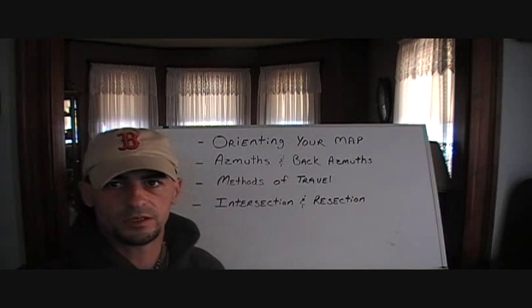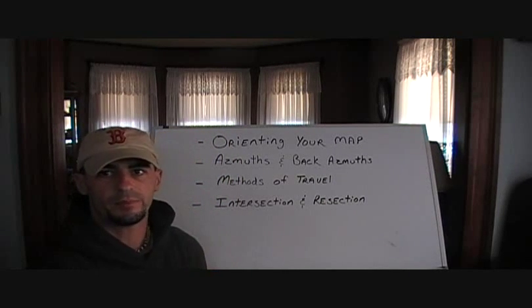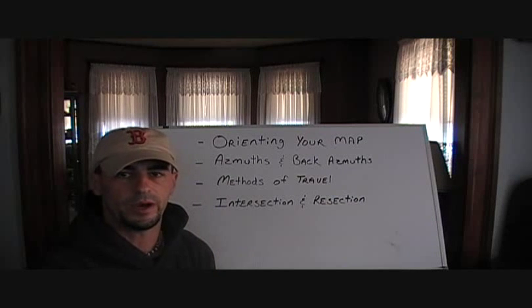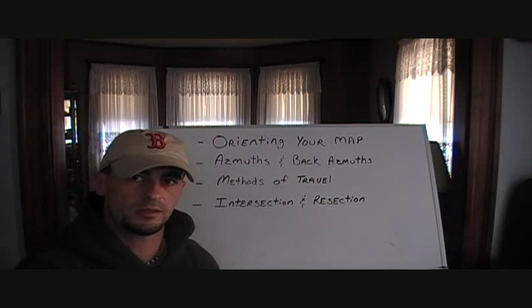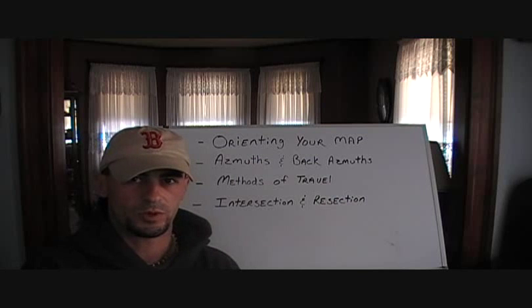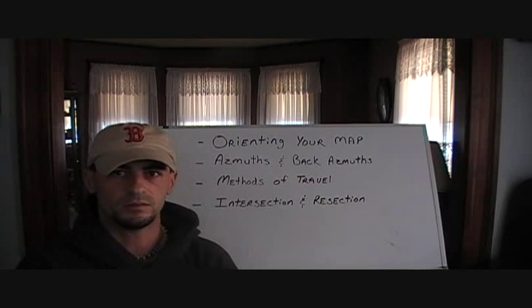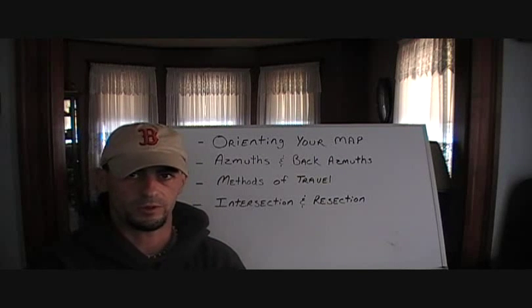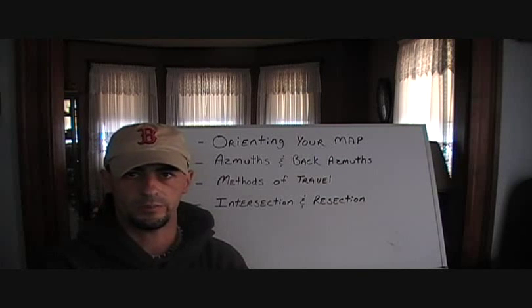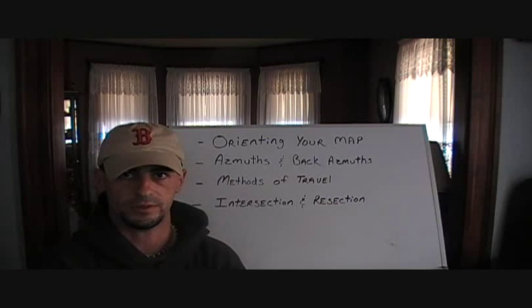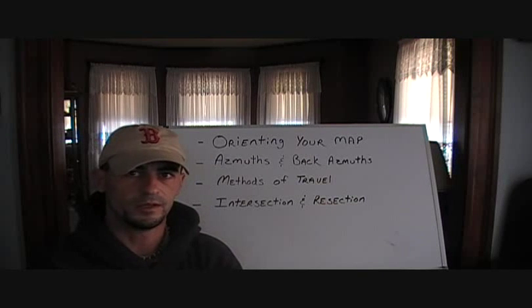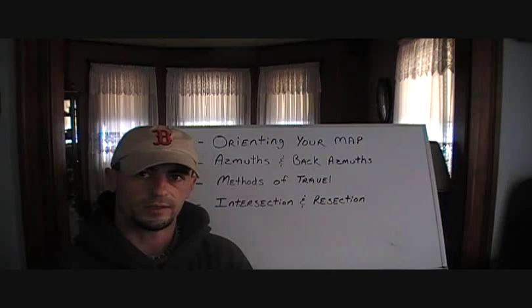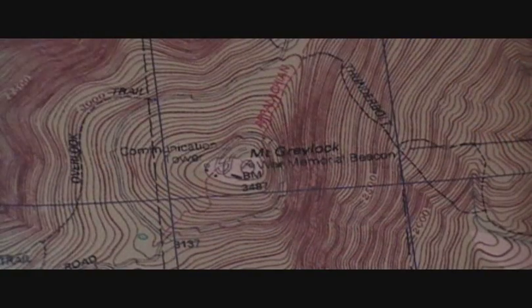Some of the things we're going to touch on: orienting your map, azimuths and back azimuths, methods of travel, and then intersection and resection. This is probably going to be broken down into 2 or 3 segments anyway, so it'll be like 4A, B, and maybe C if that's what it takes. I only get 10 minutes to do these, so stay with me. We're going to be back in a second. I want to get at it.